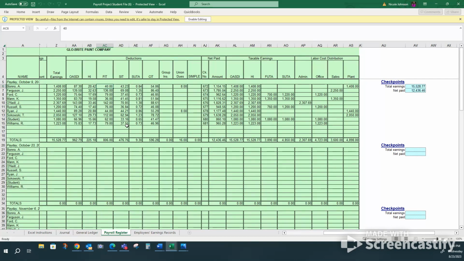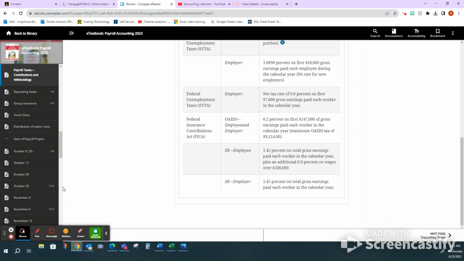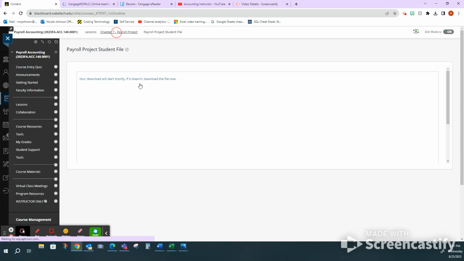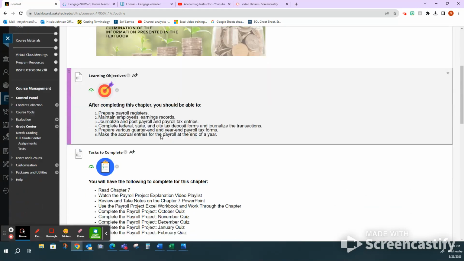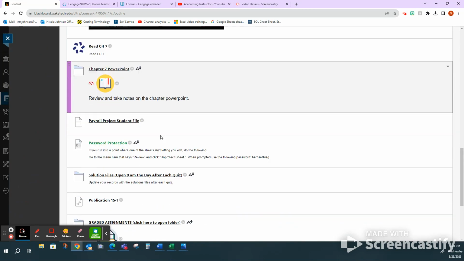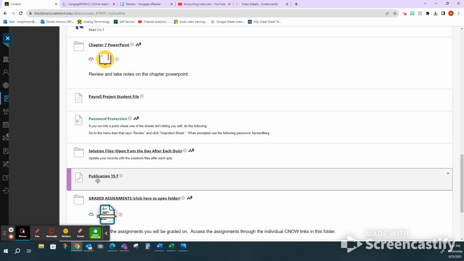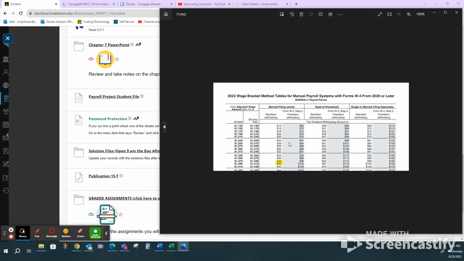If you're using the ebook though, you may prefer to just go ahead and use a link to the 2022 Publication 15-T that's provided in the lesson folder for more clear viewing. Let me show you where that is. Back in chapter 17, you will find the link to that right here. I do have an image of what we would be looking at on that.